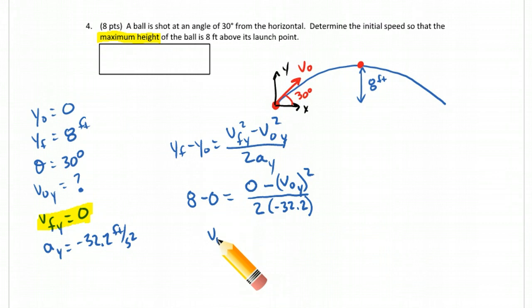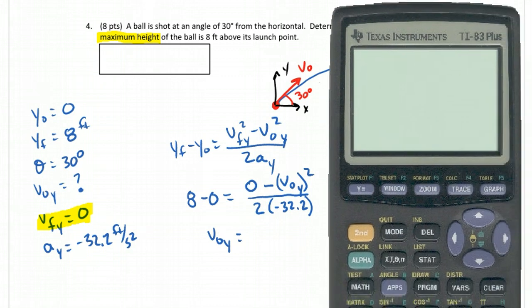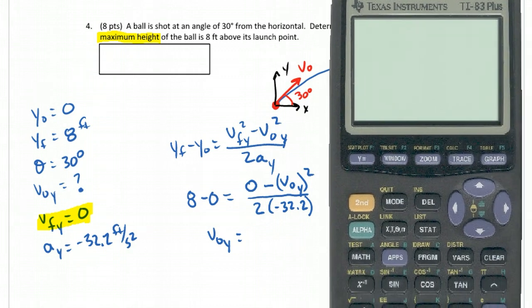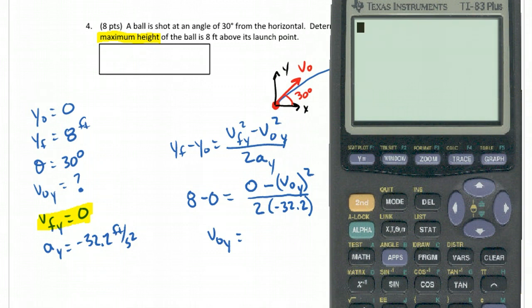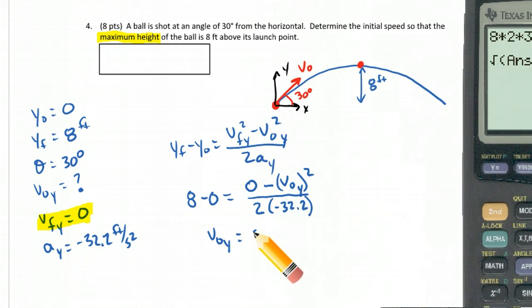So if I solve for v0y, I can see that I have a negative sign on bottom, I have a negative sign on top, so those will cancel out. I'll basically just multiply out and take the square root. So let's do that here. I'll have 8 times 2 times 32.2 and take the square root of that. 22.7.